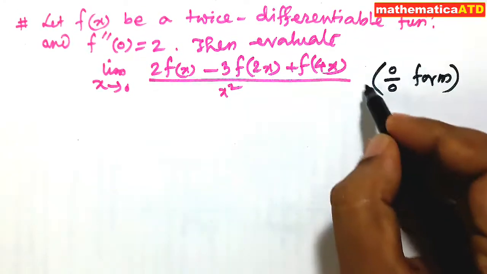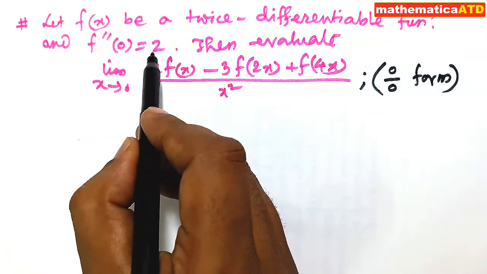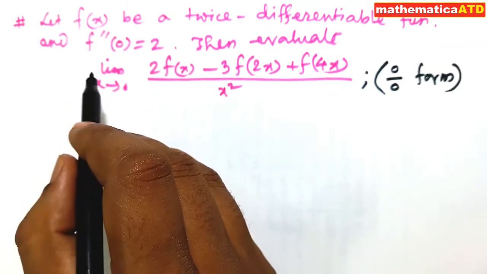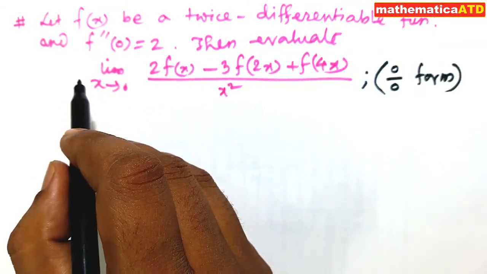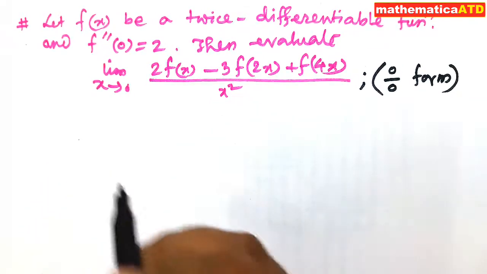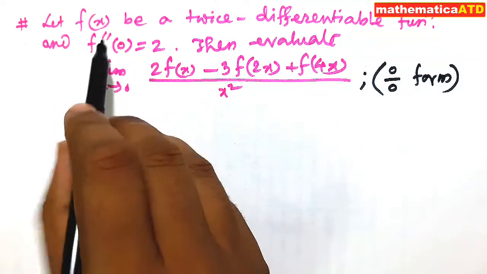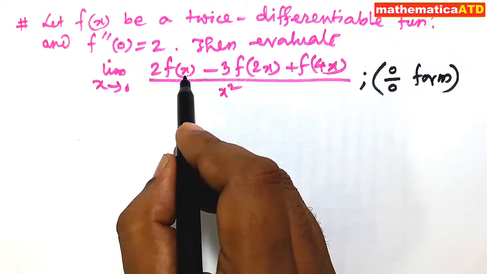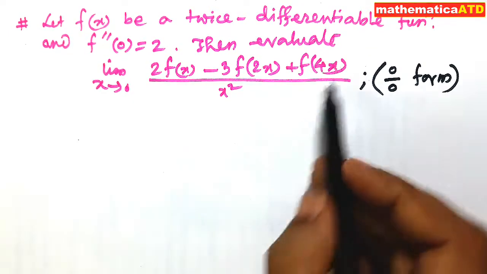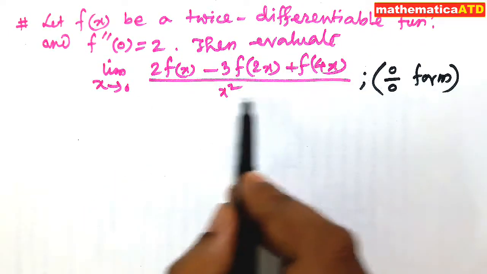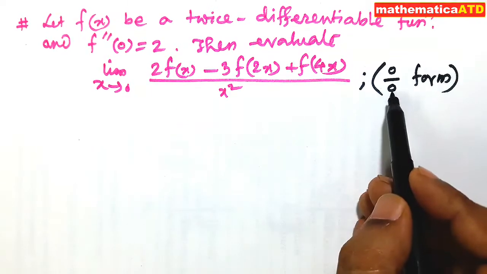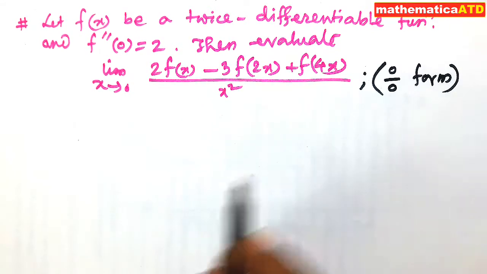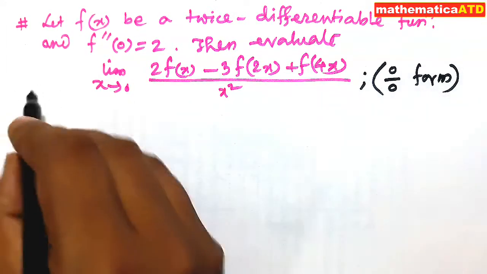Why? See that f''(0) is equal to 2. So the original function f(x) is a combination of polynomial or sine or cosine or exponential or logarithmic functions, so each term of f(x) should have x. So when x tends to 0, f(x) will tend to 0. So the numerator is tending to 0, and simultaneously the denominator is also tending to 0. For this, the form is 0 by 0. So friends, we can easily use L'Hospital's rule.